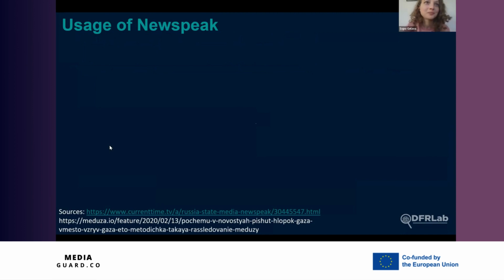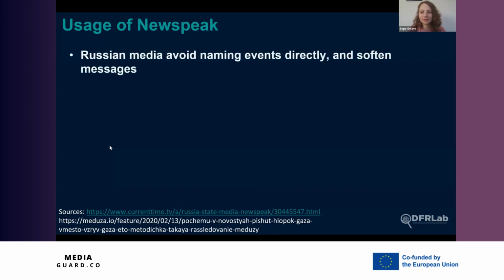We call this the usage of newspeak. This term is borrowed from the famous novel 1984, where you change the words and portray specific events so that it aligns with your agenda, and if there are strong words that should be used, then you choose another word which is softer. And very frequently in Russian media this is also used to target domestic audiences and to shape domestic opinions about the war in Ukraine, for example.